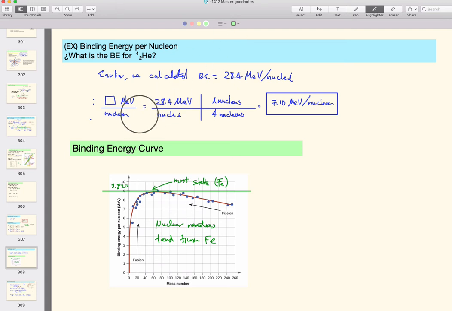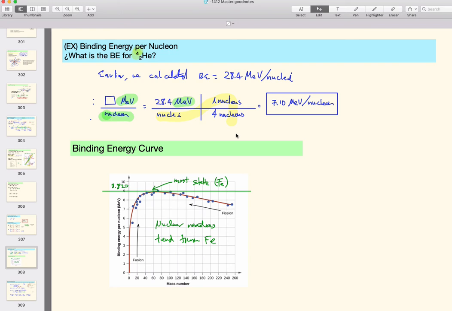What does the question ask us? For mega electron volts per nucleon. Well, I already have the numerator in mega electron volts, but that was per what? Per nucleus. So what do I have to do? I have to convert nuclei to nucleons. And in this particular species, how many nucleons do we have? 4. Therefore, I'm going to have to divide this by 4, and I wind up with 7.10 mega electron volts per nucleon.